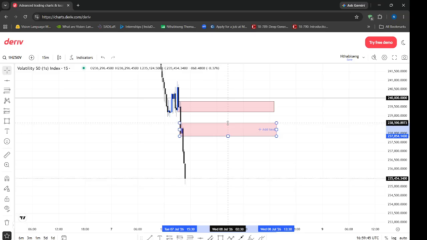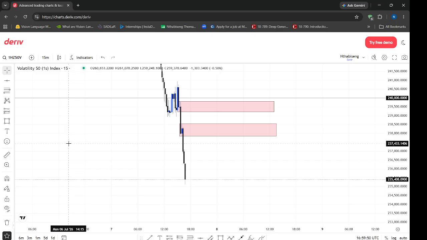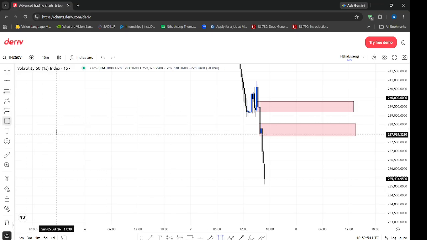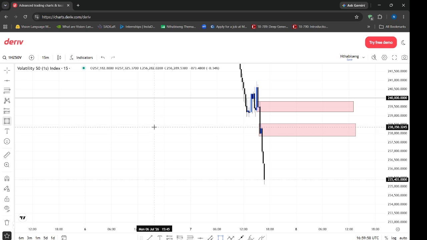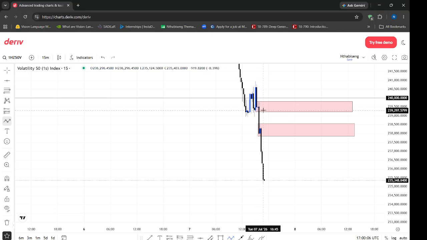But how I trade these kinds of order blocks, it has rules. Order blocks also have rules, right? And my rules are: number one, if there is no break of structure, that order block is not strong. What I mean by that is that this order block is less strong compared to that one.